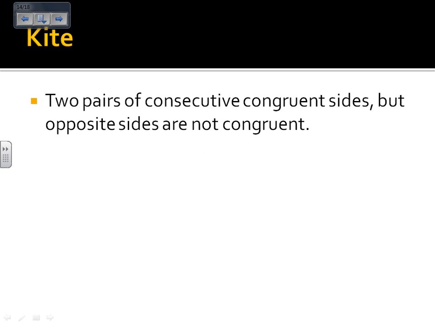Okay, we need to talk about a kite. The definition of a kite, don't put this in one of those spots on your paper. This is just the definition. It's got two properties coming. This is the last shape we're going to talk about.